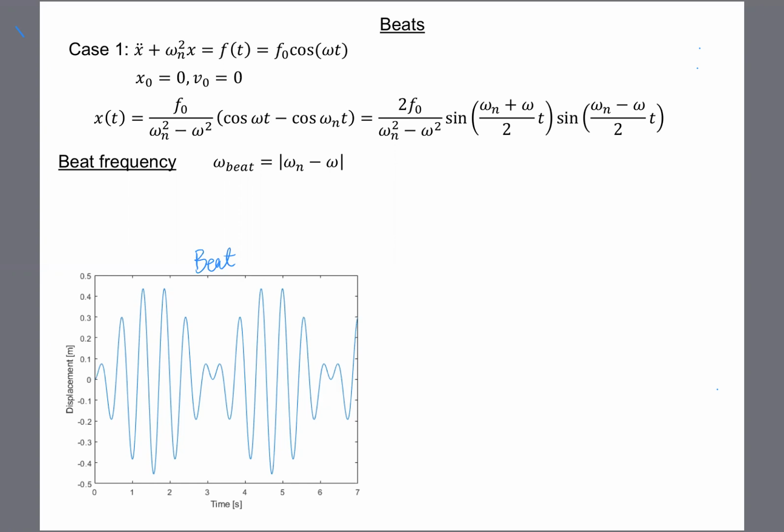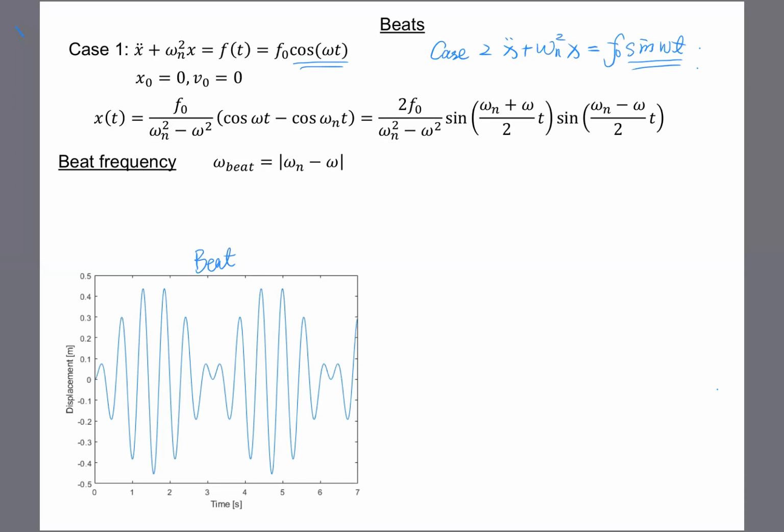In the class, we actually talk about two different cases. Here I show the equation for case 1. If you don't remember, the case 2 equation is x double dot plus omega n squared x equals f naught times psi of omega t. The only difference is what's on the right-hand side. Case 1 is a cosine function, case 2 is a sine function.